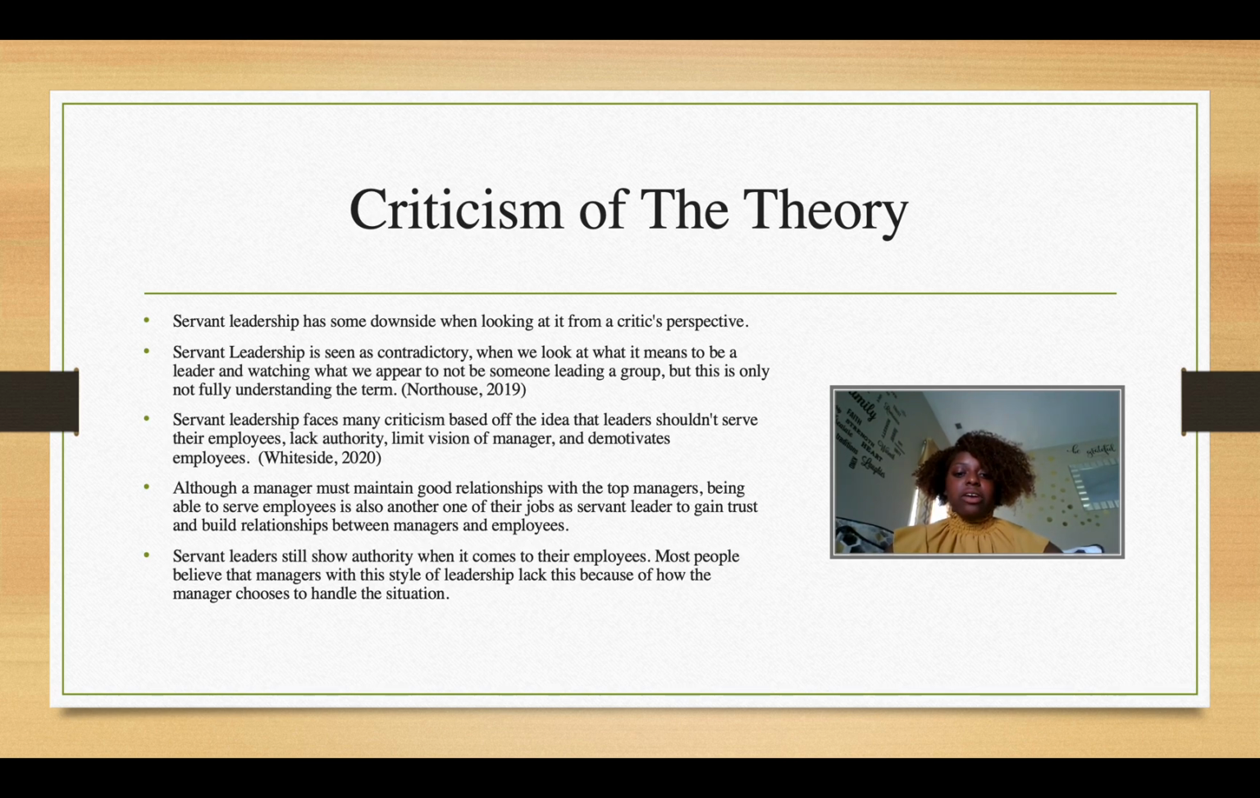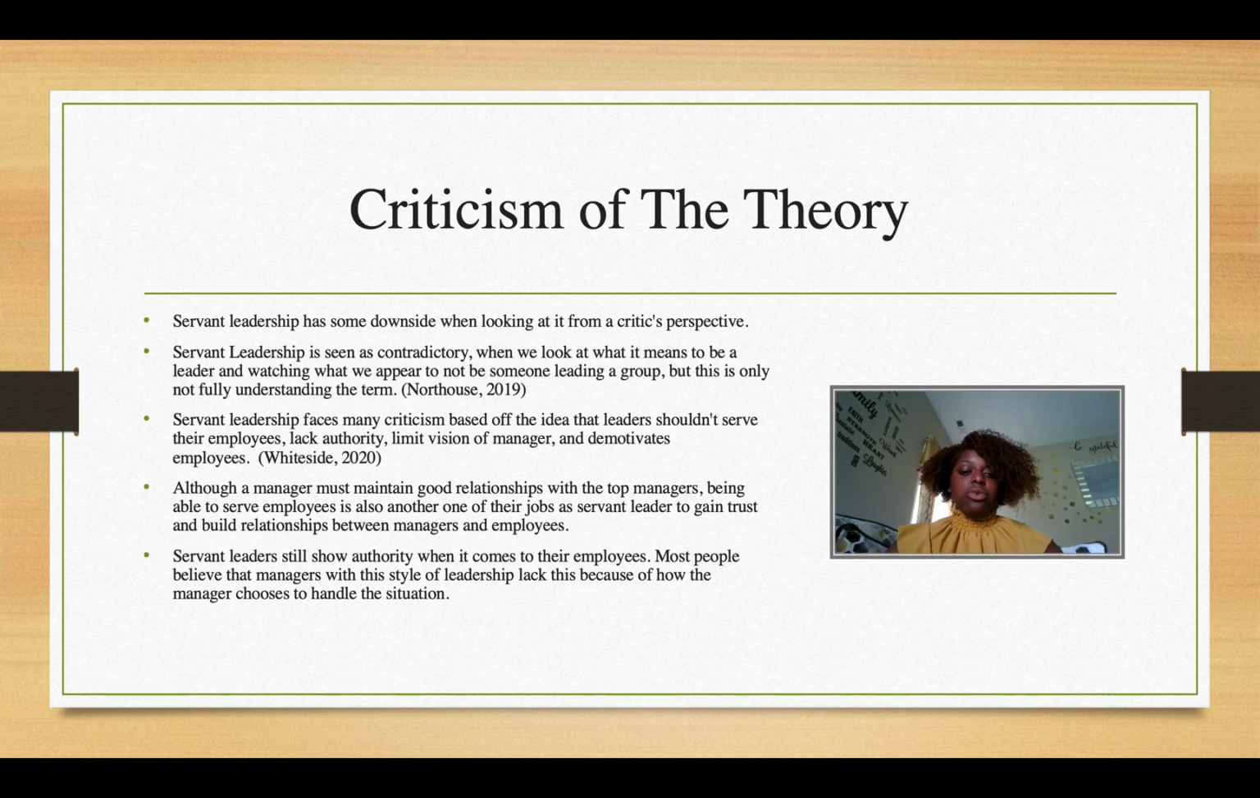In retrospect, servant leadership has some downsides when looking at criticism from all aspects. Peter Northouse discussed different criticism points, and one that stuck out was the contradiction of the definition. When we think of a servant, we think of someone who serves others, and when we think of a leader, we think of someone leading others. This was a big point that Northouse chose to focus on. Many managers lack the servant quality, and because of this, servant leadership can be seen as a contradiction.